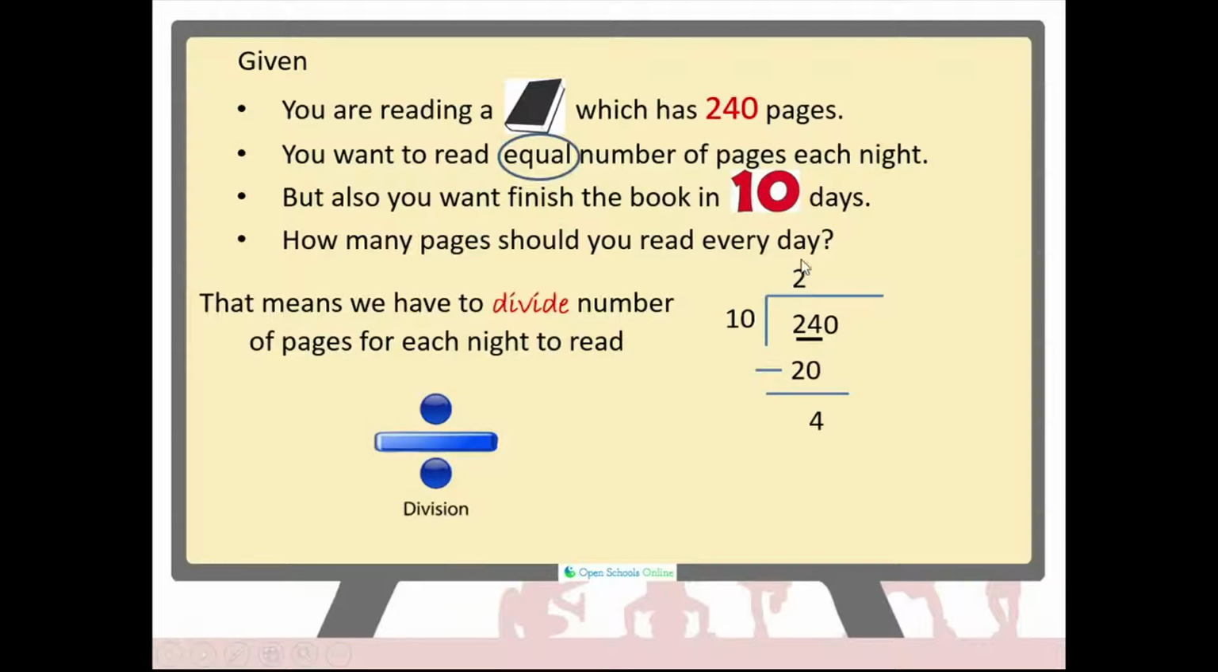Look here, we wrote 2 here because we multiplied 10 by 2 to get us 20. That is why we wrote a 2 here. This is part of our quotient. Now let's move to the next number.